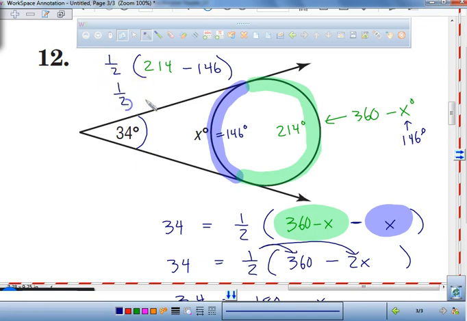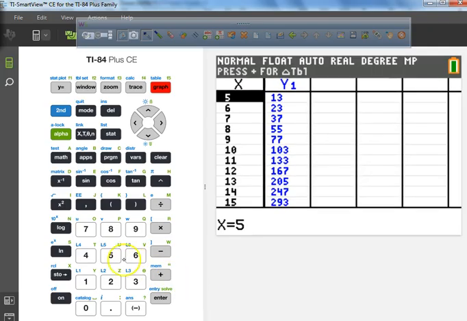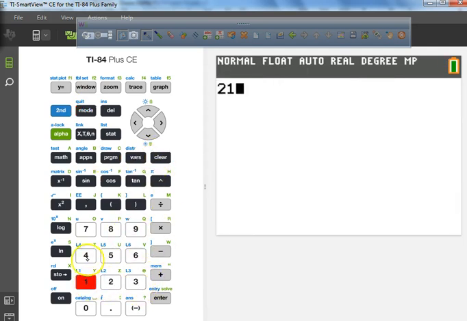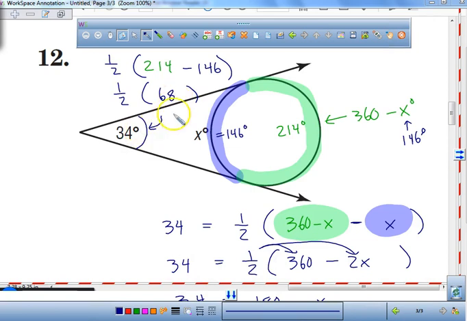Now here's what you're hoping. You're hoping that this right here is going to be a 68. Is 214 minus 146 68? Sure hope. And what is half of 68? 34. Okay? In case you're wondering, 214 minus 146 is 68, and half of 68 is 34. That's how you can check your work. Okay? So the final answer for problem number 12 is 146.